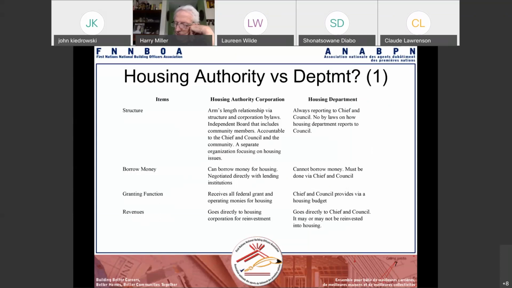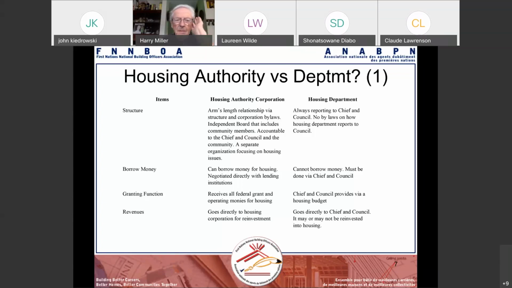Granting functions. The housing authority receives all federal grants and operating money for the house, and this is done through that agreement. Chief and council receives their money from the federal government. The agreement allocates all that money to the housing authority, and that includes the PYs, the person years, the staffing, and all that goes to the housing authority. We'll look at how that functions in the next few slides. But under a housing department, chief and council provides a housing budget. So they give you the housing budget and you function with that. It's somewhat similar in the sense that they get the monies through the budget, but the budget is only controlled by the housing manager, whereas the housing authority has further controls on how the monies are spent.